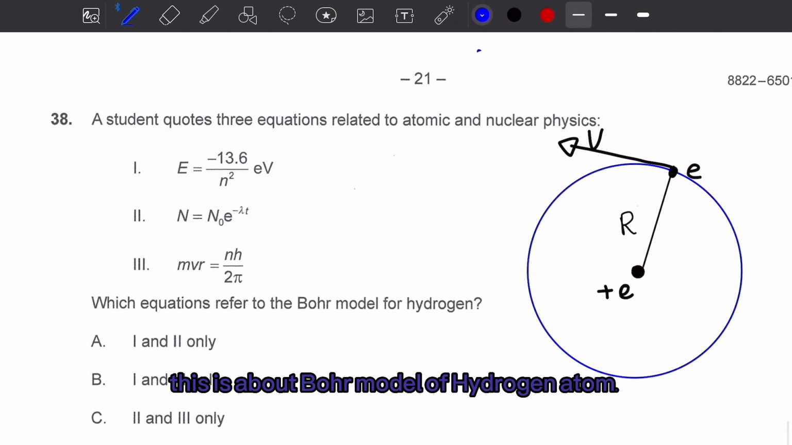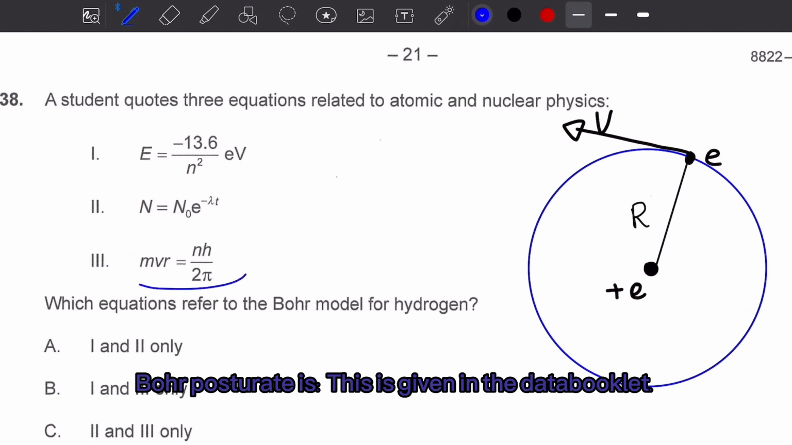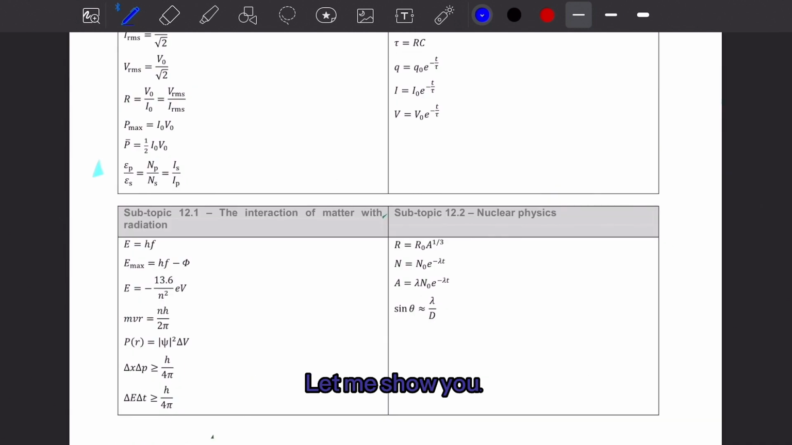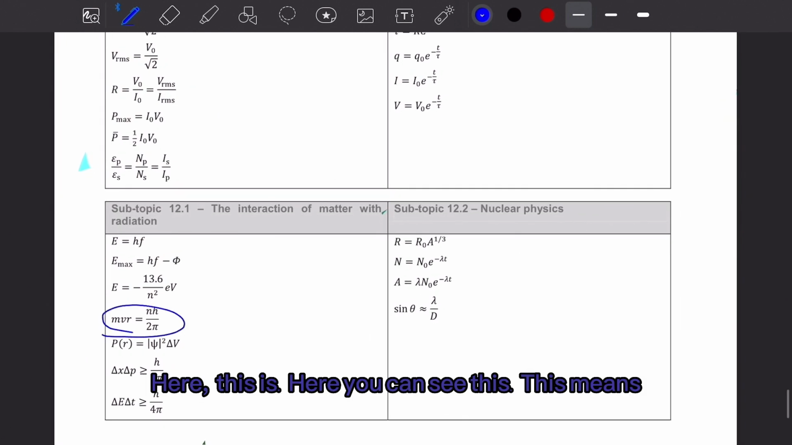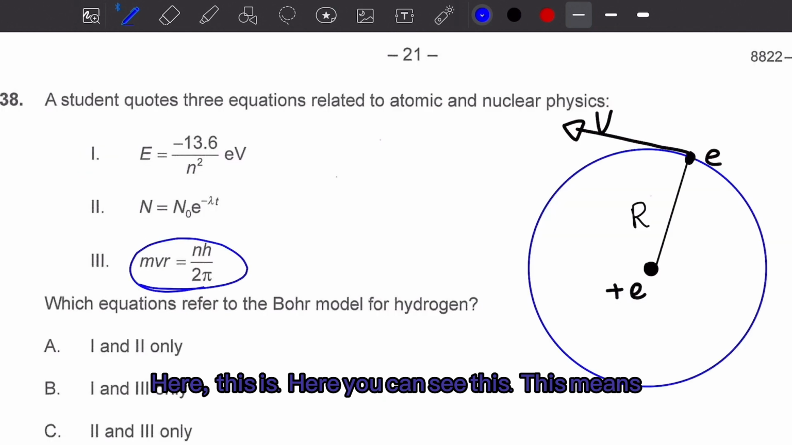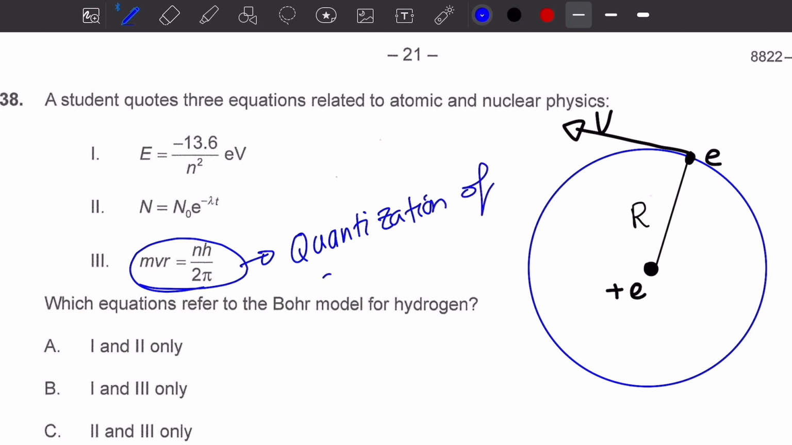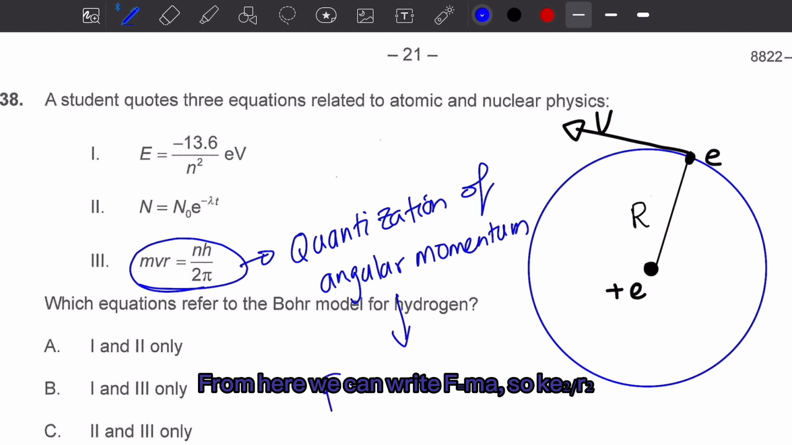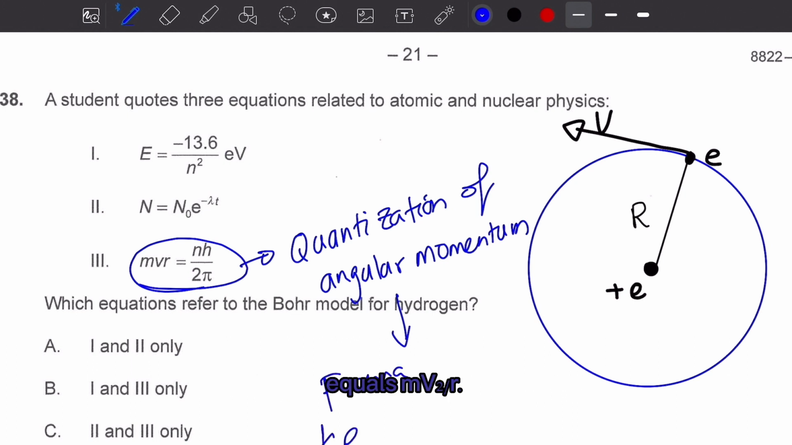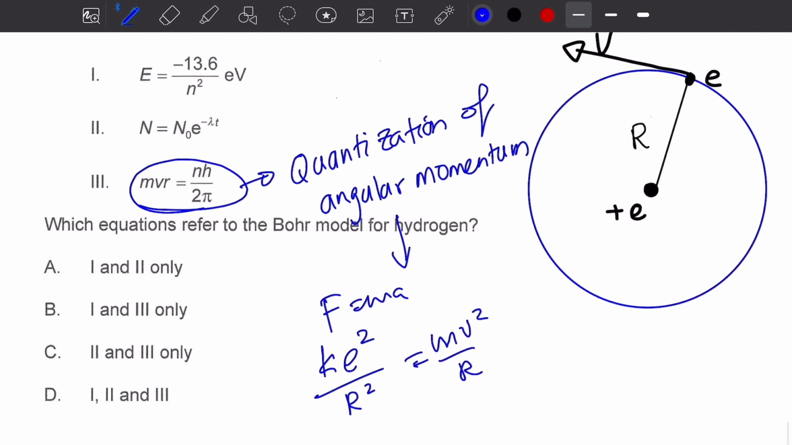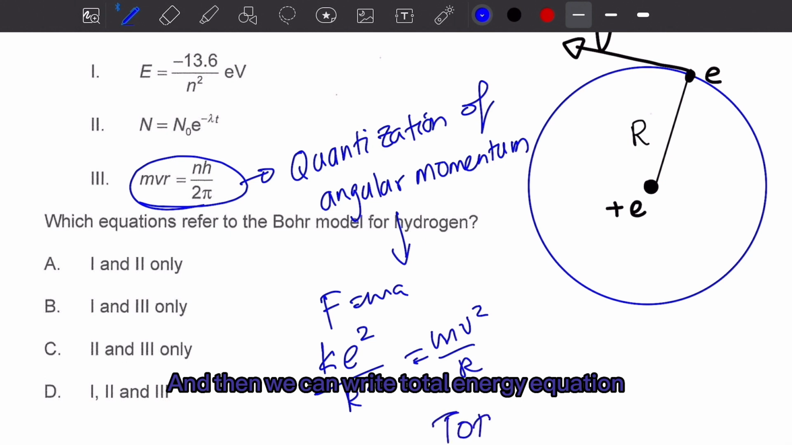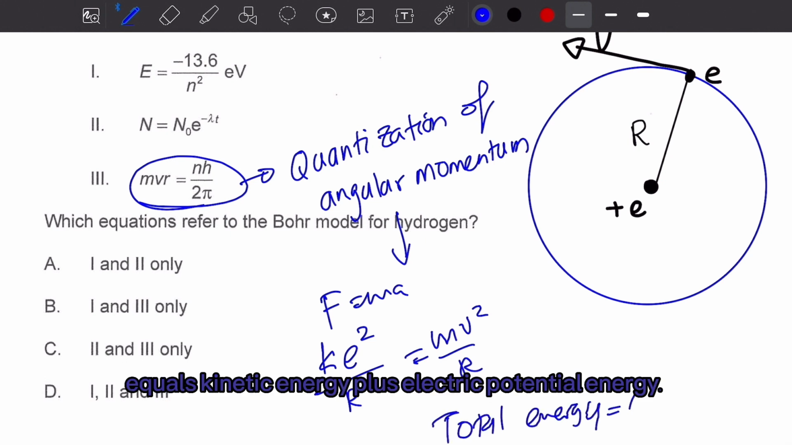This is about the Bohr model of the hydrogen atom. The Bohr postulate is given in the data booklet. Let me show you here. You can see this, which means quantization of angular momentum. From here we can write F equals ma, so ke squared over r squared equals mv squared over r, and then we can write the total energy equation, equals kinetic energy plus electric potential energy.